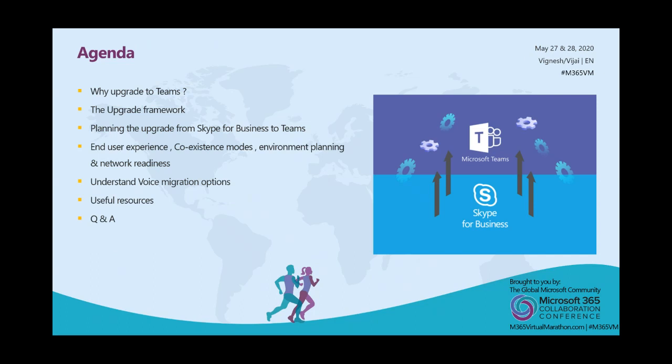Then we'll be talking about the upgrade framework. For you to do something, there should be some kind of framework that you need to follow, and that framework should be something which has been very well adopted. Say, for instance, TOGAF is a framework people follow for enterprise architecture. Similarly, from Microsoft, we have the upgrade framework for the Skype for Business to Teams upgrade. I'll be talking about the upgrade framework, and then we'll be talking about how you plan the upgrade from Skype for Business to Teams.